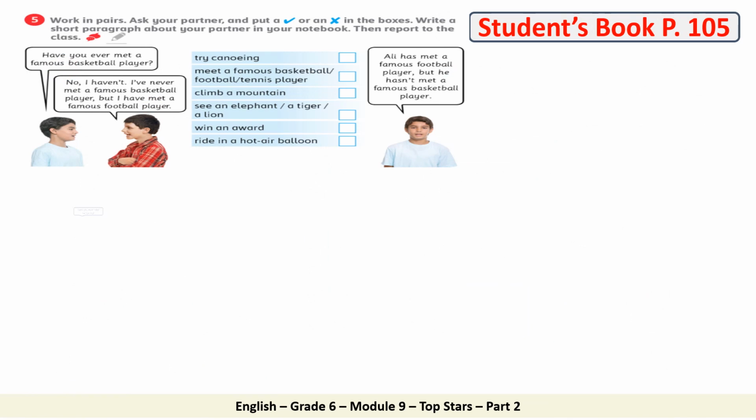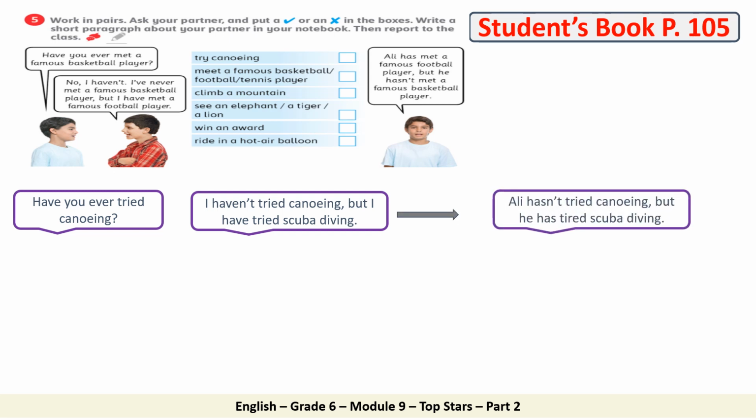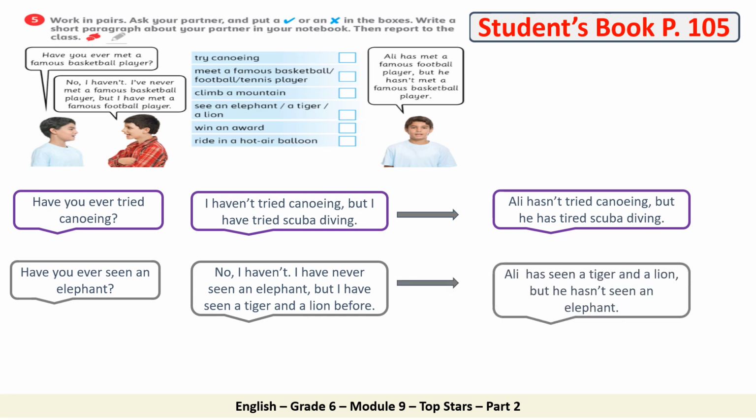All right, let's check. Have you ever tried canoeing? No, I haven't tried canoeing, but I have tried scuba diving. Now change it to Ali. Ali hasn't tried canoeing, but he has tried scuba diving. Okay. Have you ever seen an elephant? No, I haven't. I've never seen an elephant, but I've seen a tiger and a lion before. Change it to Ali. Ali has seen a tiger and a lion, but he hasn't seen an elephant.